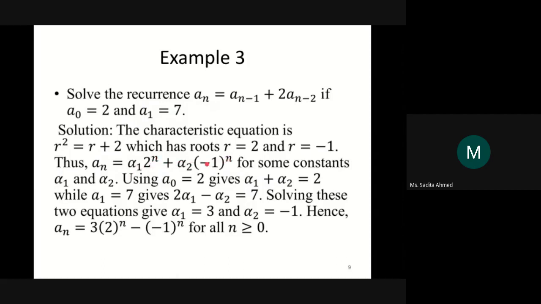So we have alpha 1 plus alpha 2 equals to 2. 2 alpha 1 minus alpha 2 is equal to 7. Using these two equations, can we not solve for alpha 1 and alpha 2?